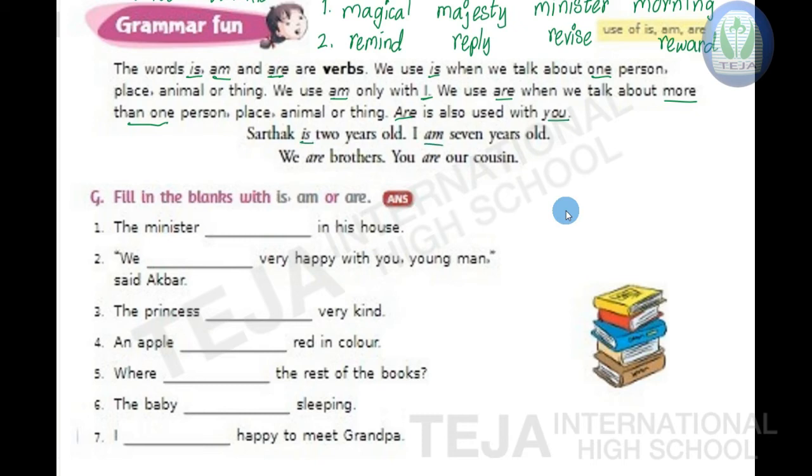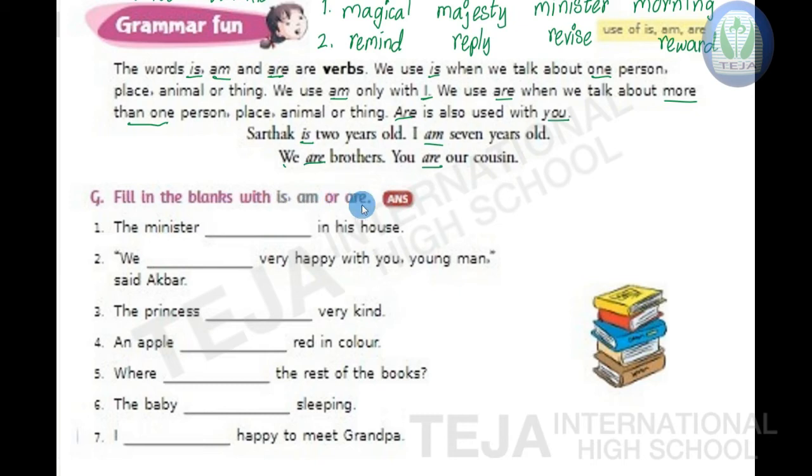Here Sarthak is a singular form, so is, and am is used along with I. Now if we see the second example, we are brothers, you are cousins. Bit G, fill in the blanks with is, am or are.